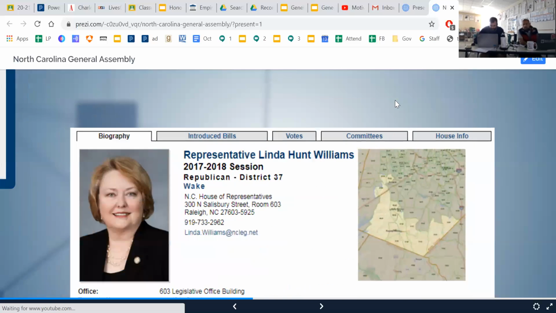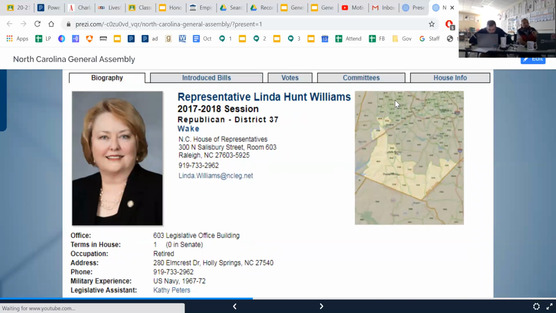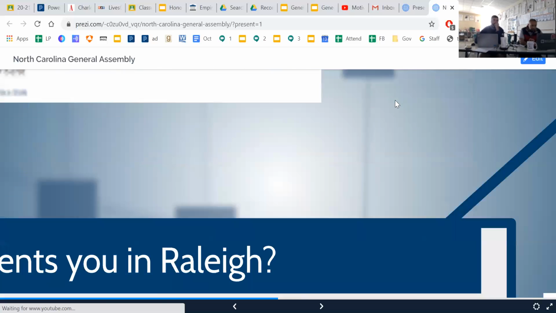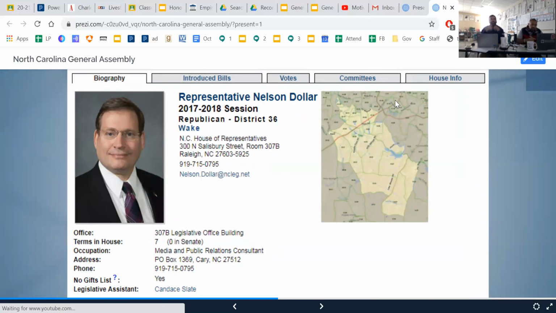Now, speaking of how the districts have changed, because of District 37 changing, Linda Hunt Williams is no longer that representative. Similarly, when you look at District 36, Nelson Dollar did serve in the House for a long time, as you see here, 7 terms in the North Carolina House. He has since retired, and a Democrat has taken over that spot as well.